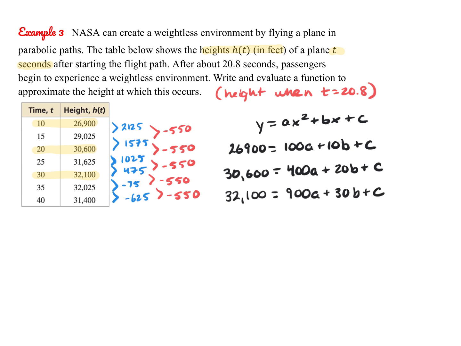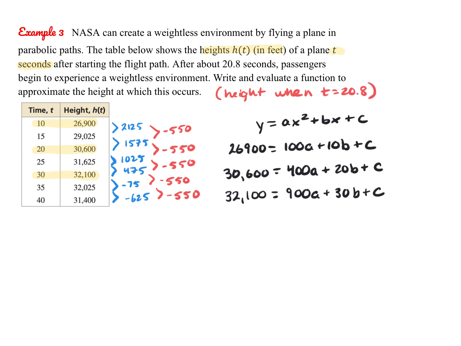Okay, so now that I have my system of 3 equations, I need to start solving. So when you're solving a system of 3, we're going to use that elimination method. So we're essentially going to add 2 of our equations to try to eliminate one of our variables, but we're going to do that twice. So here I think the easiest thing for us to eliminate would be our c variables.